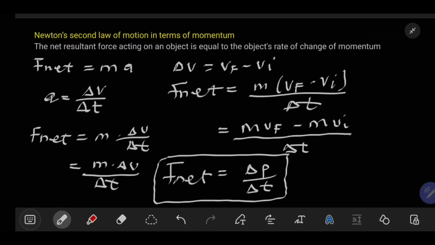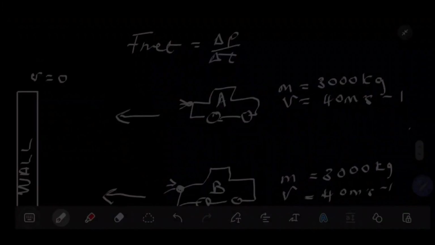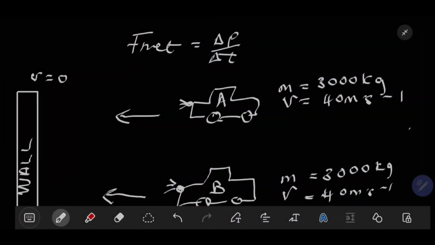This Newton's law of motion can be used to find the object's acceleration due to the net force, and also the object's change in momentum due to the net force. So now you just have to know the relationship between the quantities here. All right, to see how this formula works, let's look at this example, or this scenario.